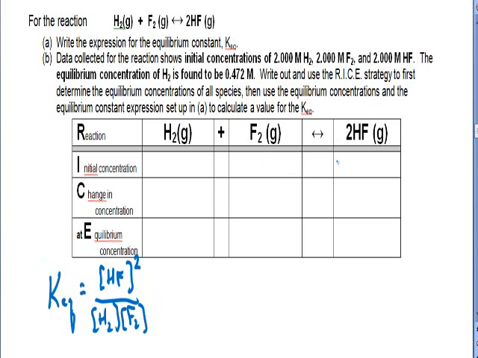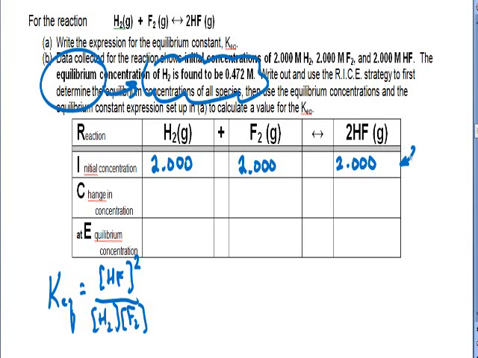Our next step is to insert the initial concentrations of our reactants into the RICE strategy. We've now placed the given information for our initial concentrations of each of the chemicals involved. All 3 are 2.000 molar. The next step is to identify our equilibrium concentration of one or more chemicals. We're given that the H2 is found to be 0.472 molar at equilibrium. That gives us our at-equilibrium value for the H2.